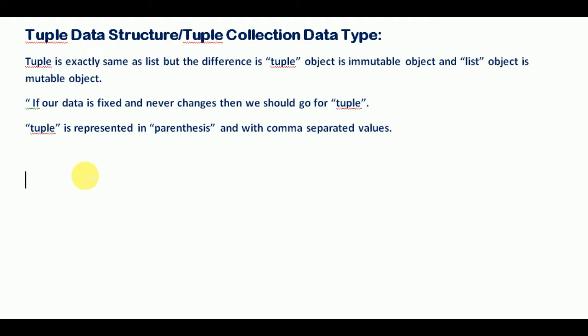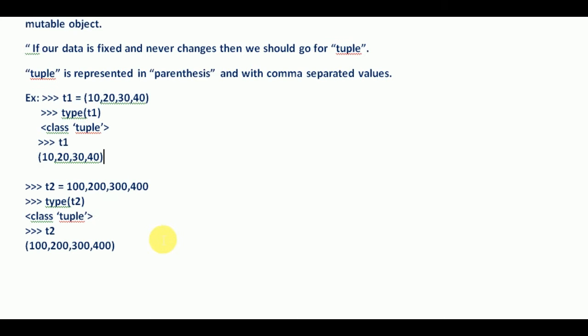A tuple is represented in parentheses with comma separated values. Here in this example we have one tuple T1, which contains the elements 10, 20, 30, 40. When we check the type of T1, it is a tuple, and this is the value of T1. The next variable T2 contains 100, 200, 300 and 400, and when we check the type of T2, that is also a tuple.